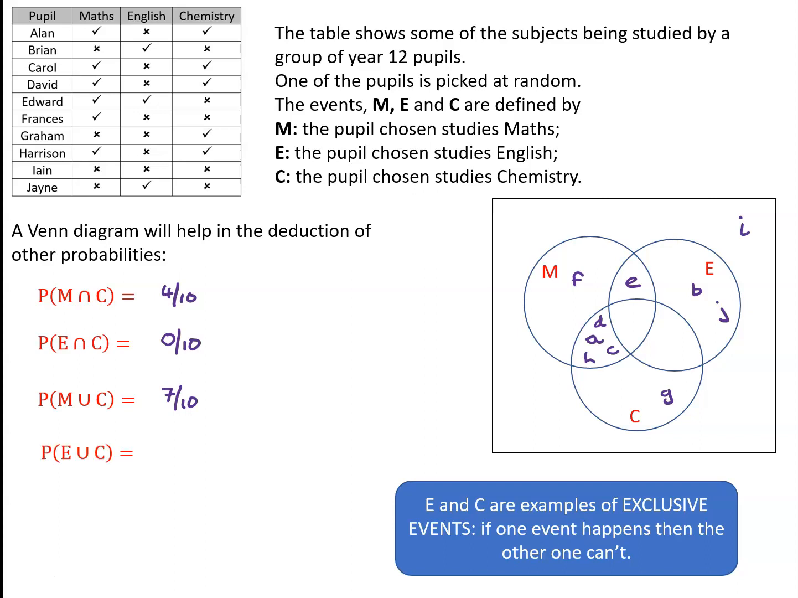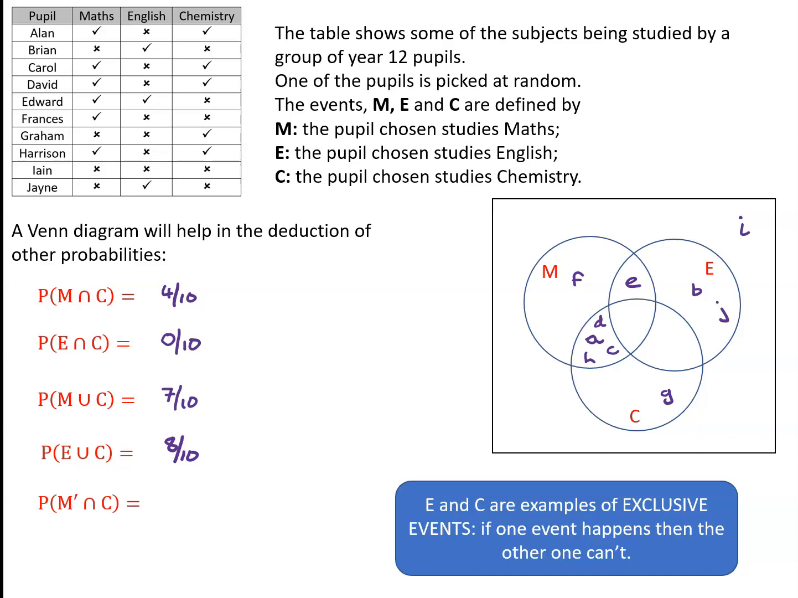The probability of E or C, well, who does English? We've got E, B and J doing English, and we've got G, D, A, H and C doing chemistry, and G doing chemistry. So altogether there we've got 1, 2, 3, 4, 5, 6, 7, 8 people doing chemistry or English. So the probability of English or chemistry is 8 out of 10.